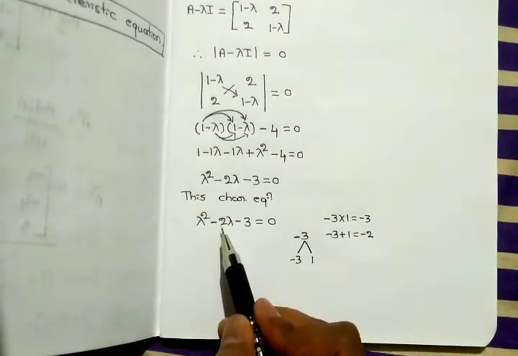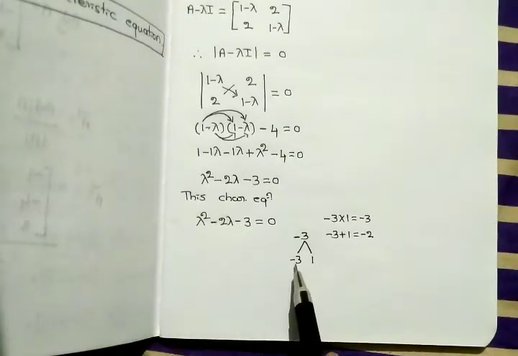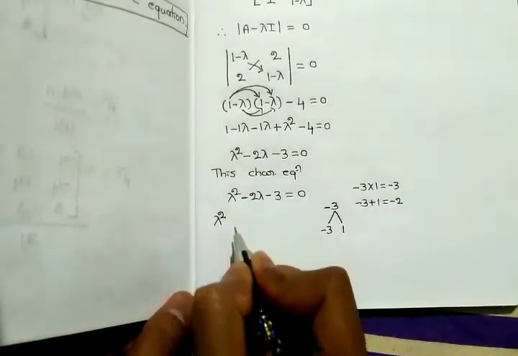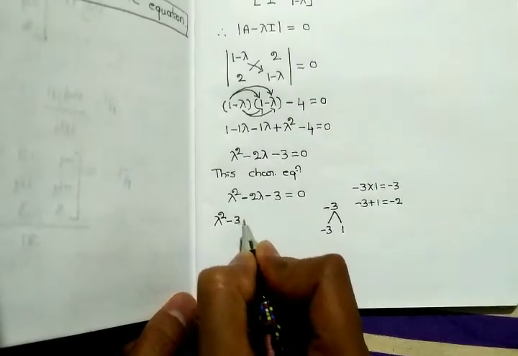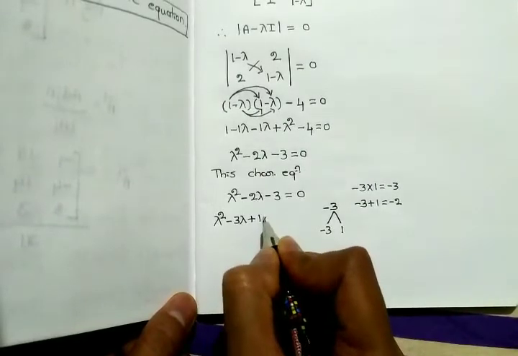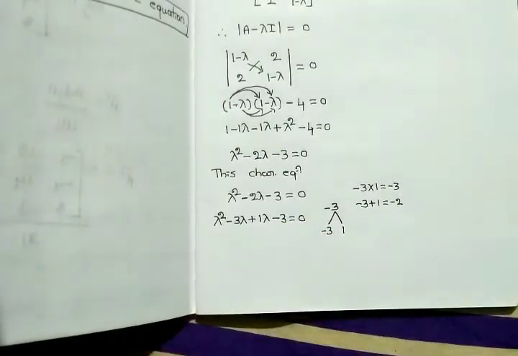You are getting the middle number. Next step, what to do? This middle value you have to replace by minus 3 and plus 1. Therefore lambda square minus 3 lambda plus the next one is 1 times lambda minus 3 is equal to 0.